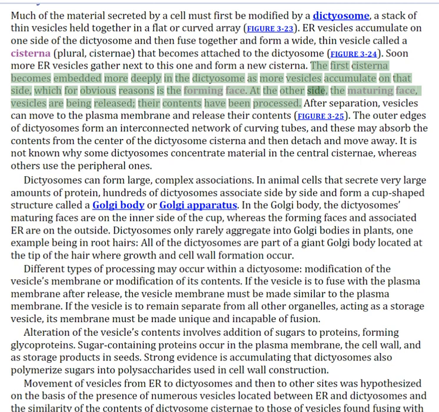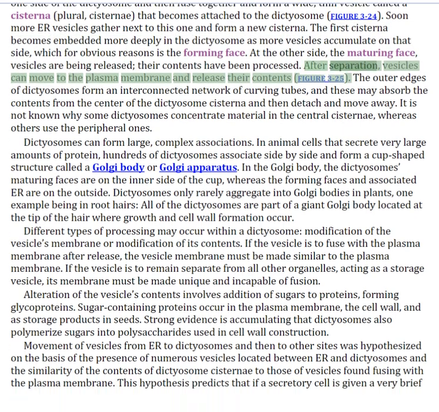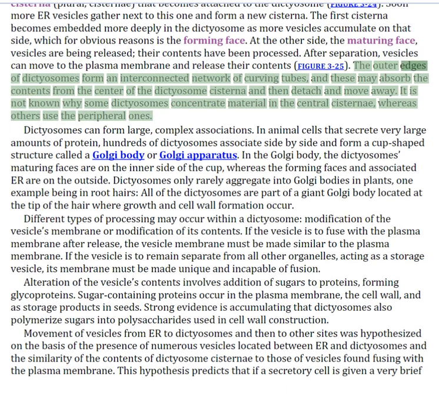At the other side, the maturing face, vesicles are being released, their contents having been processed. After separation, vesicles can move to the plasma membrane and release their contents. The outer edges of dictyosomes form an interconnected network of curving tubes, and these may absorb the contents from the center of the dictyosome cisterna and then detach and move away. It is not known why some dictyosomes concentrate material in the central cisternae, whereas others use the peripheral ones.